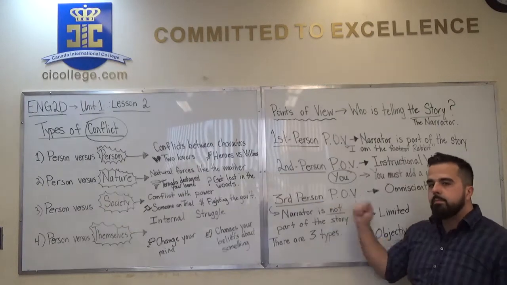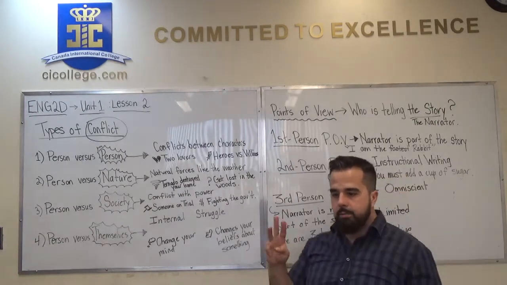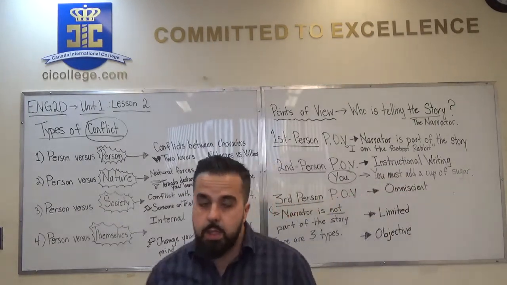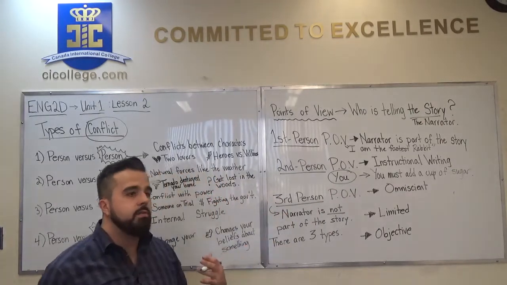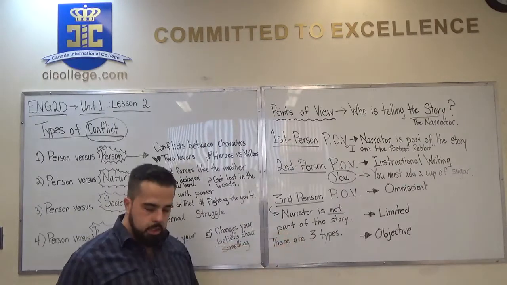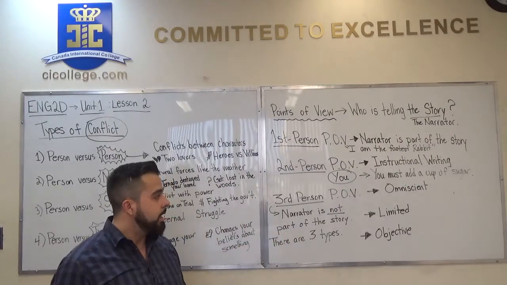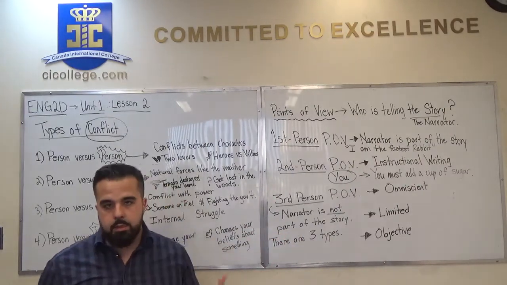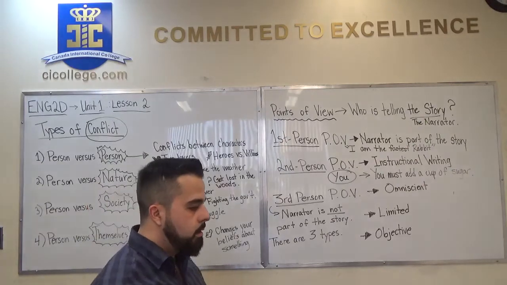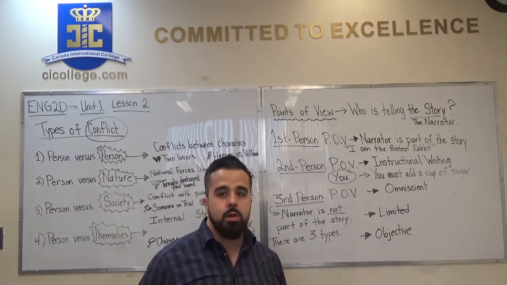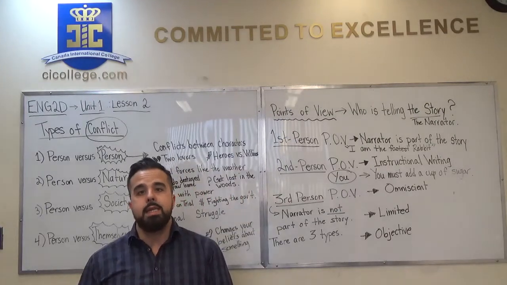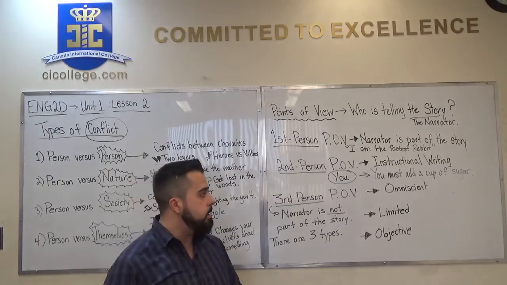And the last one is more complicated because it makes up 3 parts in one, and that's third person point of view. When we think about third person, we need to first understand that the narrator is not a part of the story, and that there are 3 types of a third person point of view. The point of view of a third person is someone who is outside of the story, not a character that's taking place in the story that you're reading.